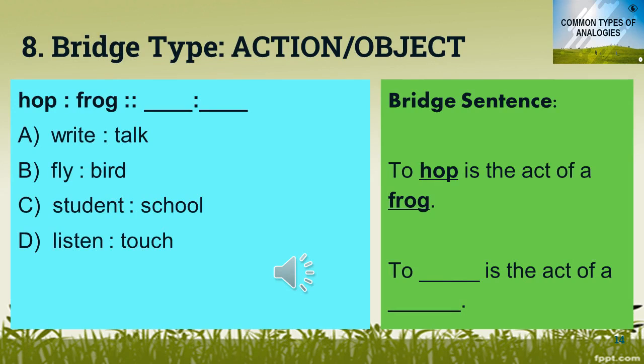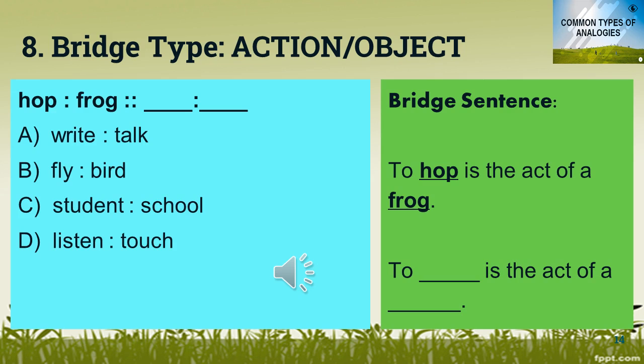The next bridge type is the action to object analogy. Okay, so let us use this pattern, action and then object. So hop is the action and then the object is the frog. So hop is to frog as blank is to blank. So the bridge sentence is, to hop is the act of a frog.